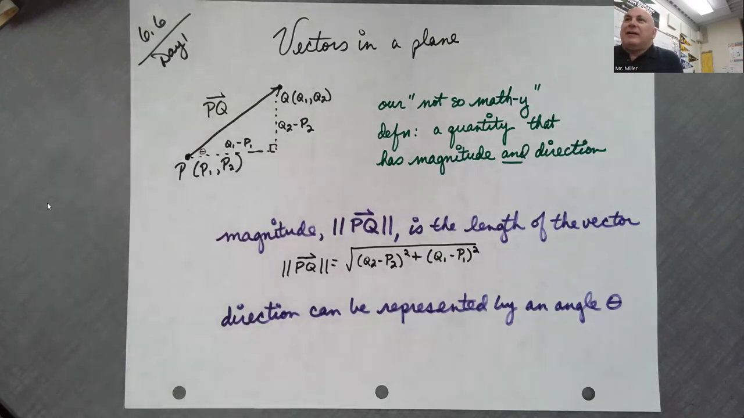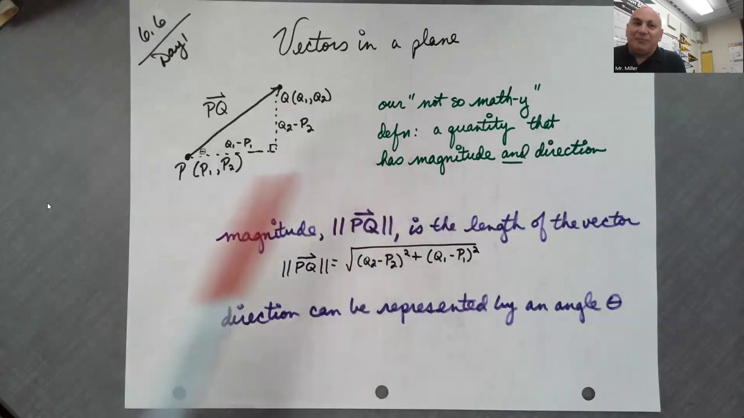A lot of high school math teachers will say that a vector is a quantity that has magnitude and direction. Well, a vector is much more than that. That's not a very mathy definition. However, a quantity that has magnitude and direction can be represented with a vector, although not every vector necessarily has magnitude and direction. But for our purposes, we're going to stick with this definition here.